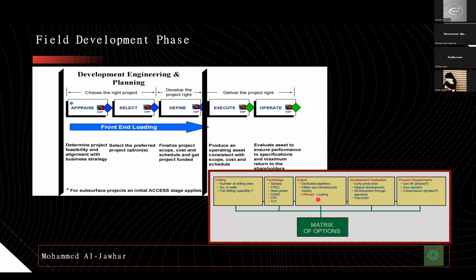And if it's offshore, how you can connect your wells to, for instance, the platforms offshore. There are some examples of failures that had a huge impact on the environment. So what's the development realization, early production? Is it or not? How can you fast track this production and process requirements? Do you need any gas lift or gas injection, etc.? All these things are just examples of how you can operate in terms of the field development phase.